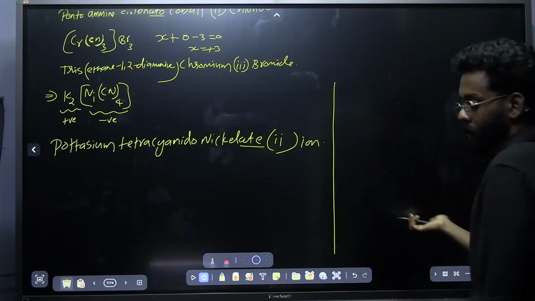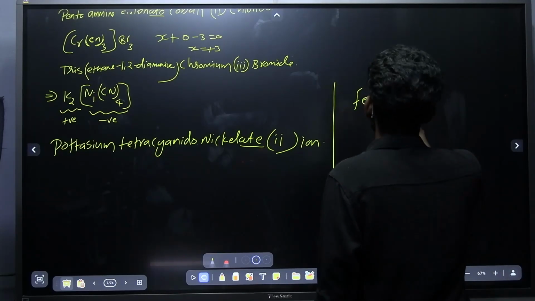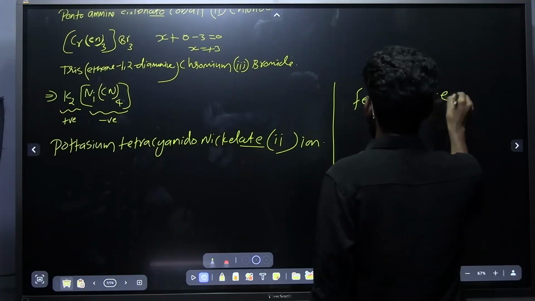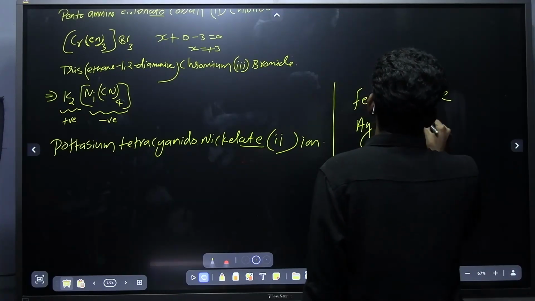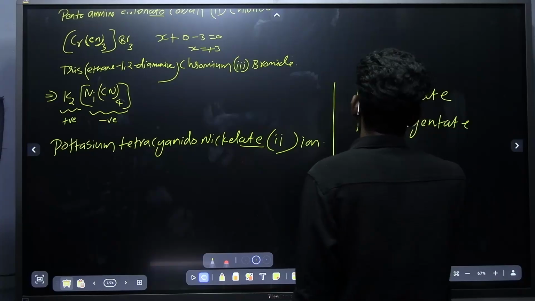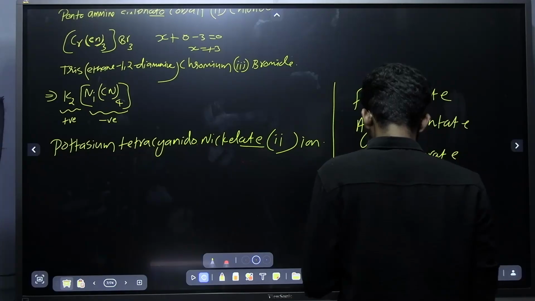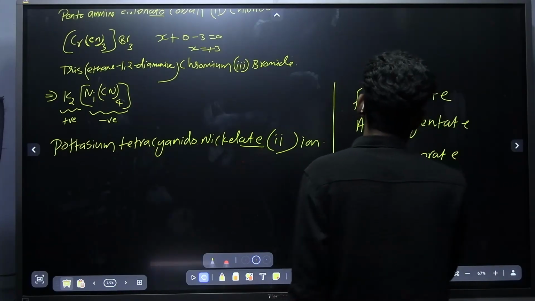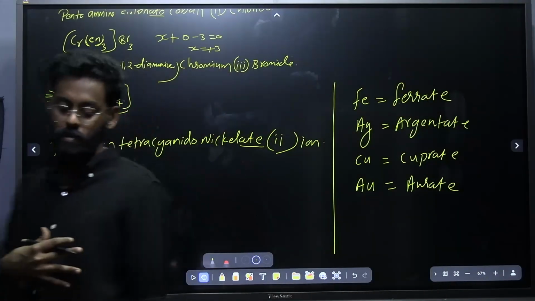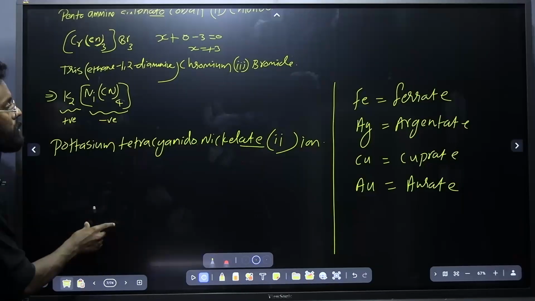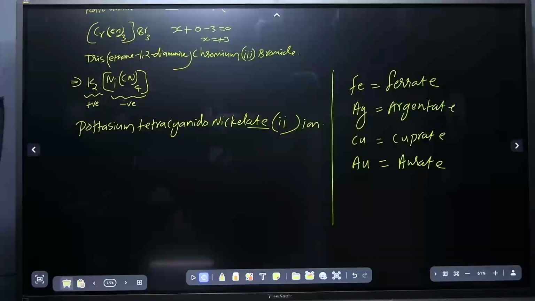They will have some different names, which I will write over here. If it is iron which is coming into the negative part, the name is ferrite. It's not iron-ate, it is ferrite. Then Ag, silver, it is argentate. If it is copper, it is cuprate. And if it is gold, it is aurate. So these are the different names you can expect in the case of a metal which comes in the negative coordination sphere. Okay, is it clear?